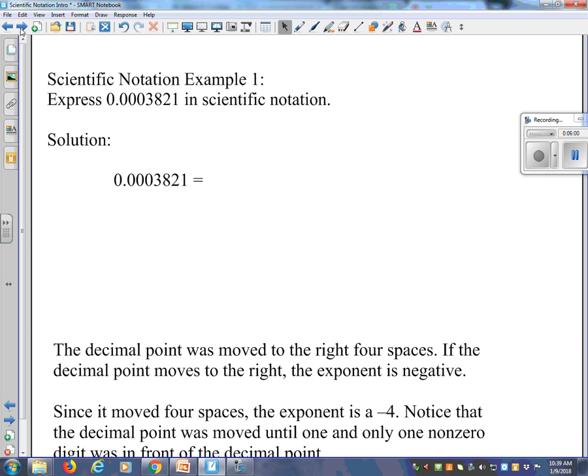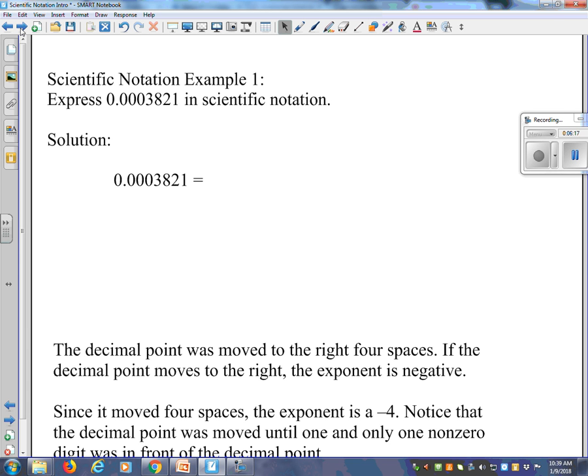Here's the example. Now, here's where you actually have to fill in the blank, I think, right? You actually have a blank there? Please say yes. Okay, good. So I want you to express 0.0003821 in scientific notation.